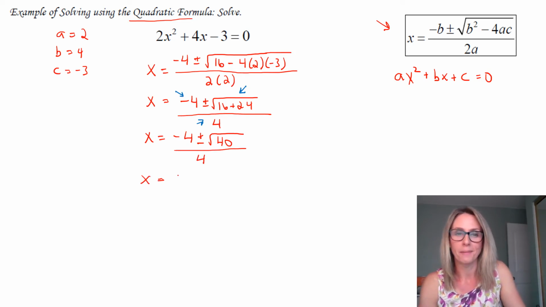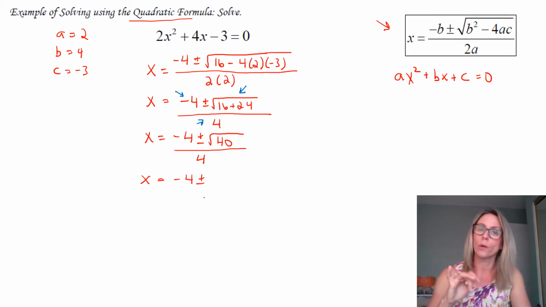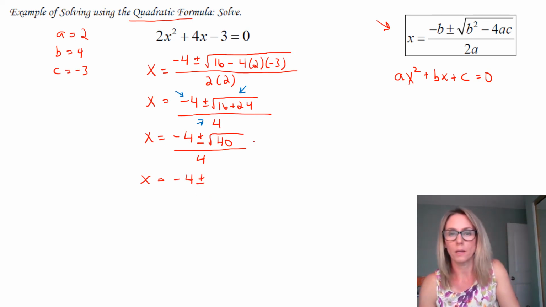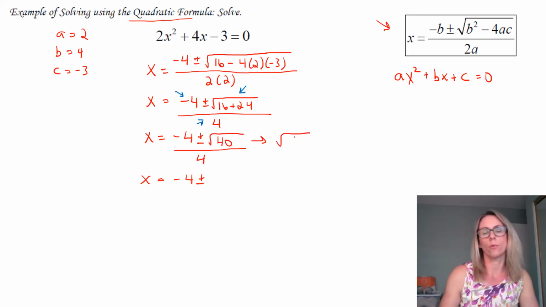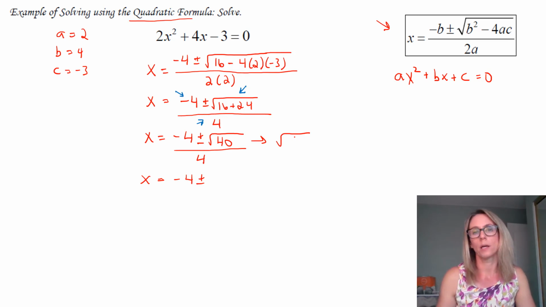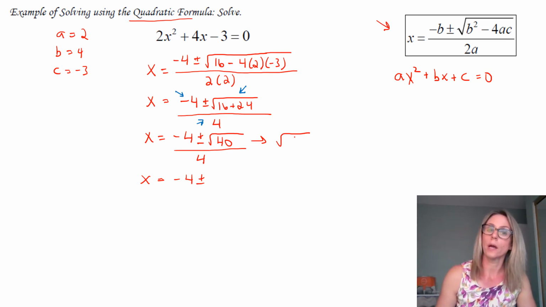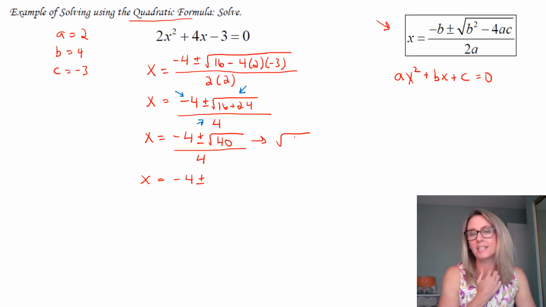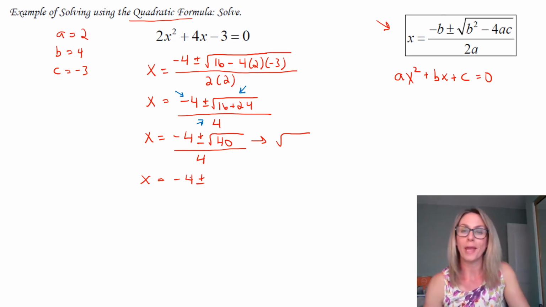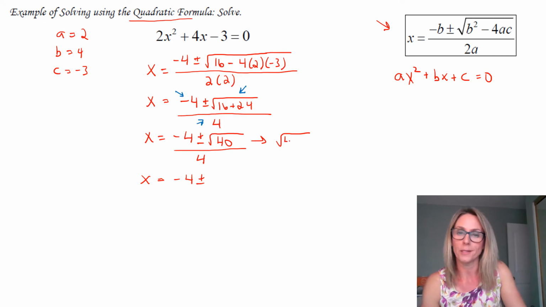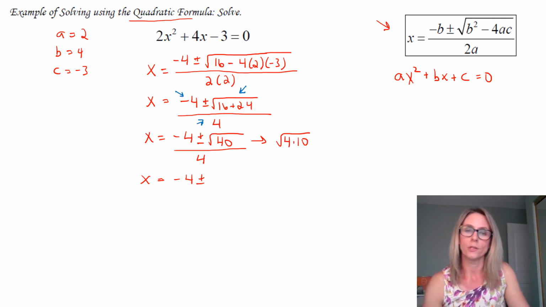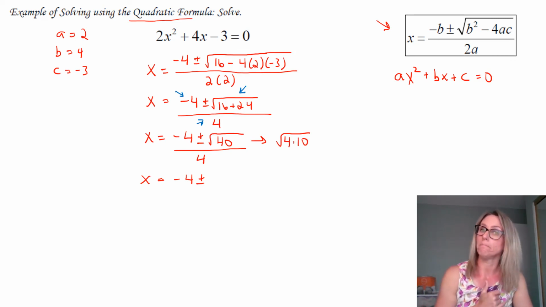Not quite yet. Now I'm going to have a negative 4 plus or minus the square root of 40. Thing to think about here is 40 is 1 times 40. It is 2 times 10. It is 4 times 10. It is 8 times 5. But the 4 times 10 is the one that you care about because 4 is a perfect square. So we are going to rewrite 40 as 4 times 10.